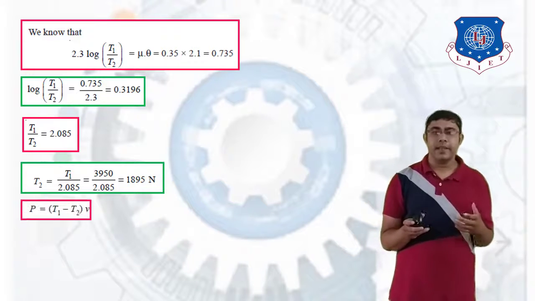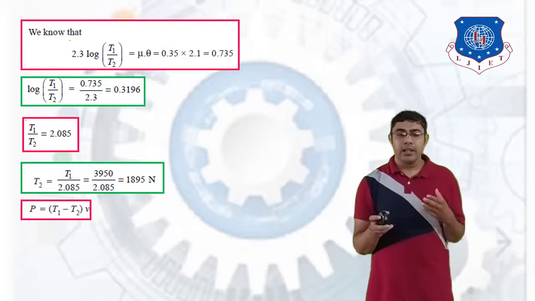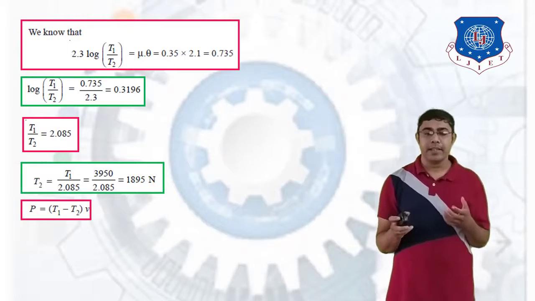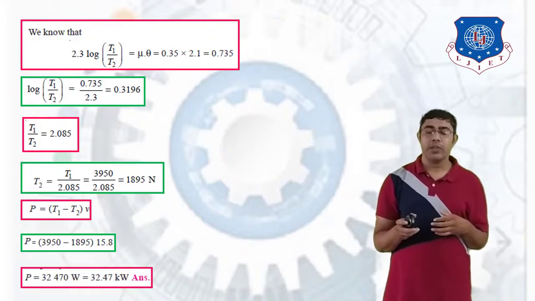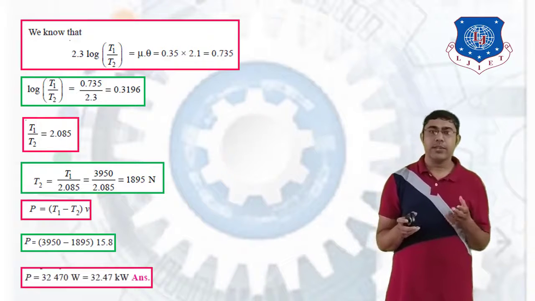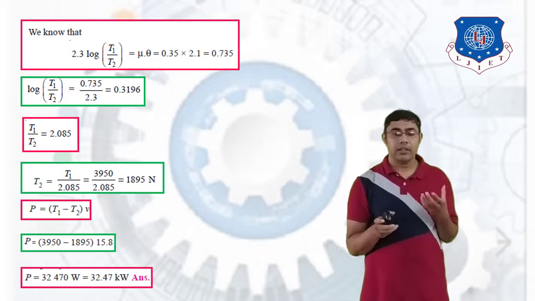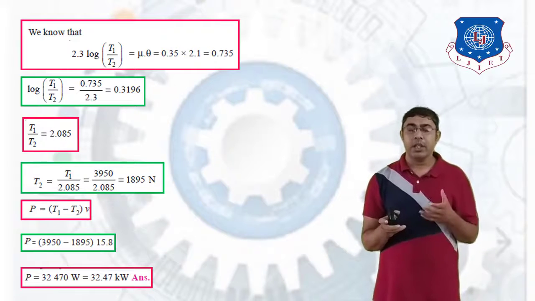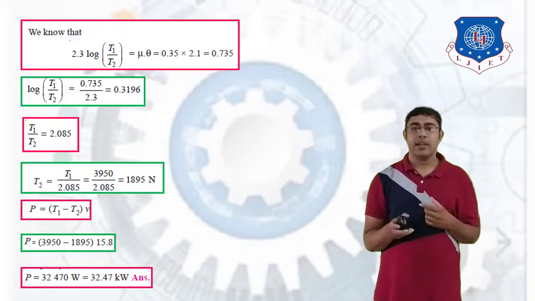Now we know the power equation, P is equal to (T1 minus T2) into V. So we have the value of T1 that is 3950, T2 that is 1895, and V is 15.8. By placing all these values, we get the power P is equal to 32,470 watt. So power transmitted by the belt in kilowatt is 32.47 kilowatt. So this is the answer we require.